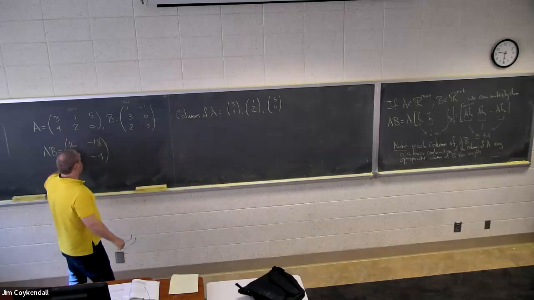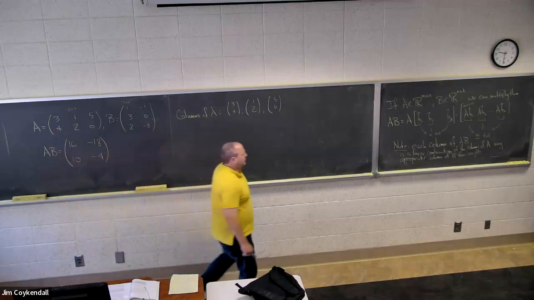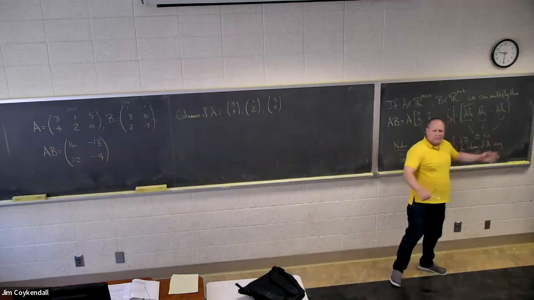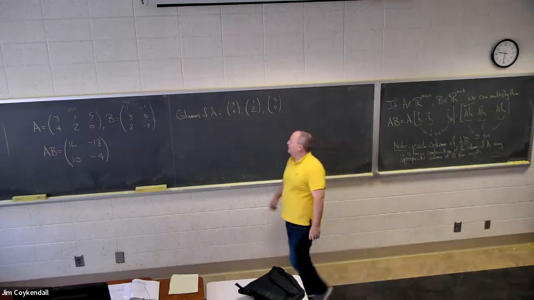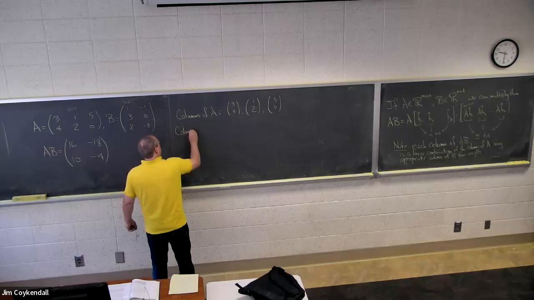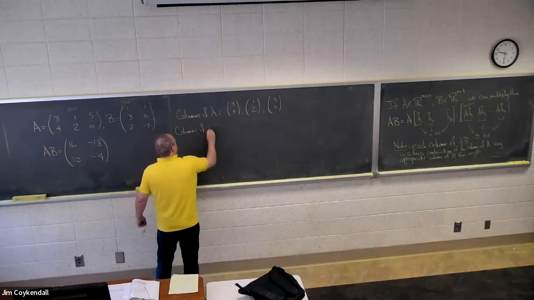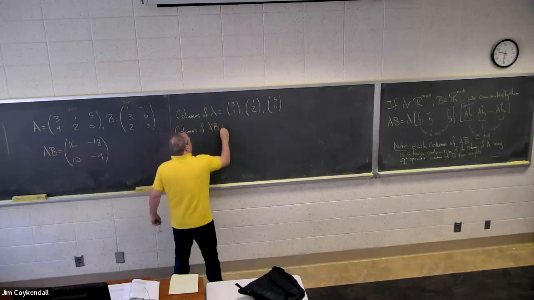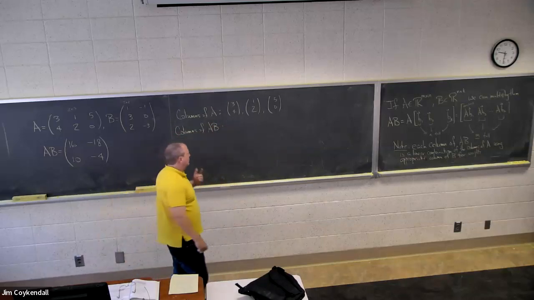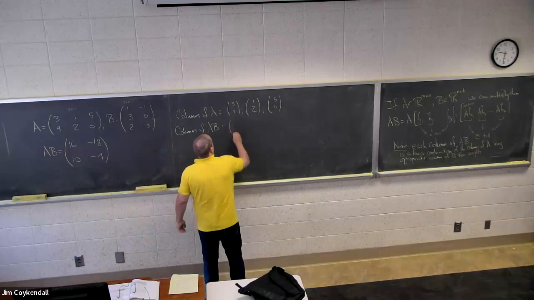The columns of AB, right? So this is my bold statement here. I said the columns of AB are some linear combination of columns of A. What are the columns of AB here? 16, 0, 18, -4.